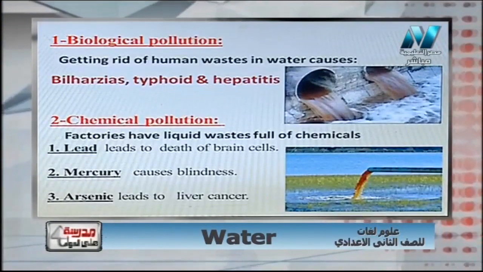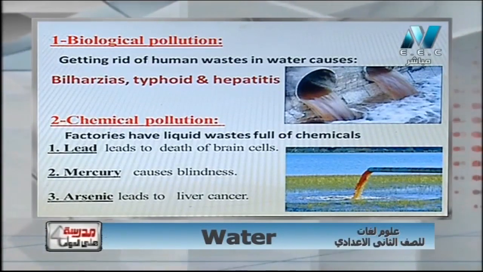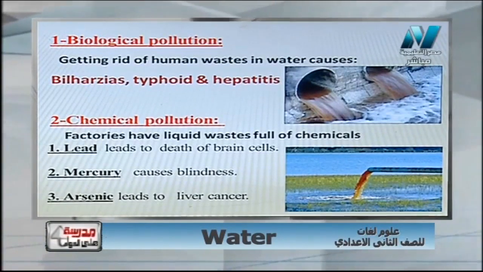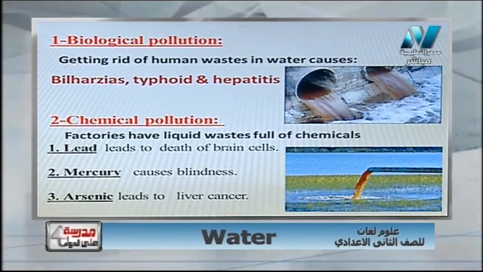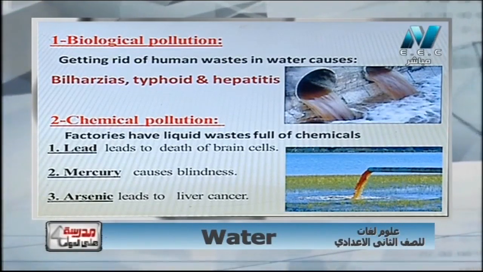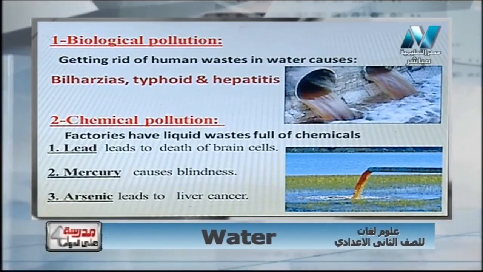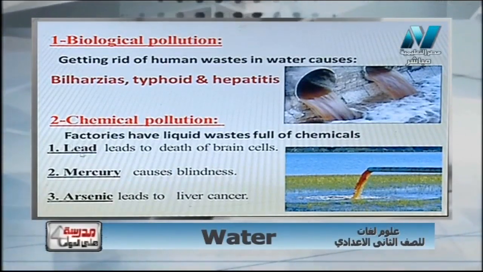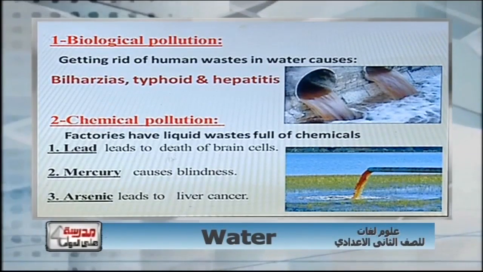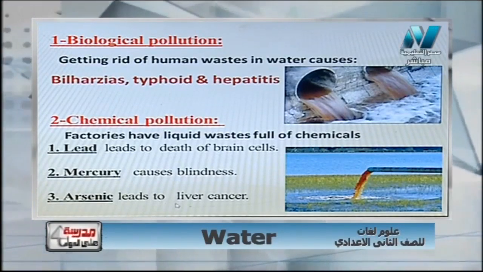Okay, let's see another type, artificial, biological. This is due to what? Human waste, and it causes what? Bilharzia, typhoid, and hepatitis. The drainage water or the sewage water is in the ocean and the river. The second type is chemical pollution. What's the chemical pollution? This is due to the factories, and it gives lead. Okay, the factories have a high percent of heavy metals. Lead causes death of brain cells. The mercury causes blindness. Arsenic leads to liver cancer.